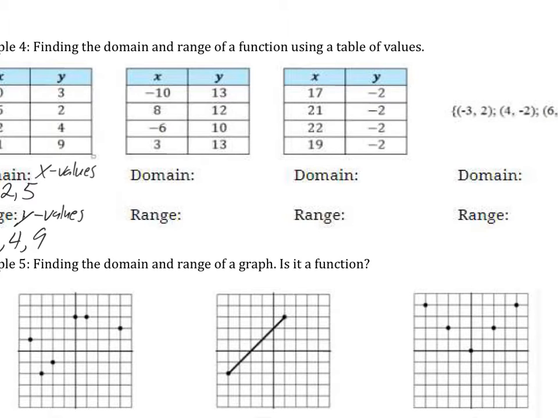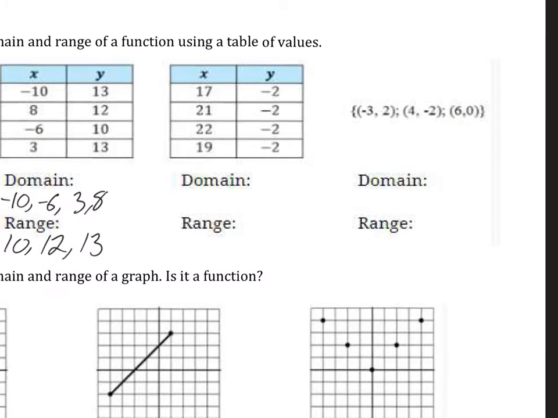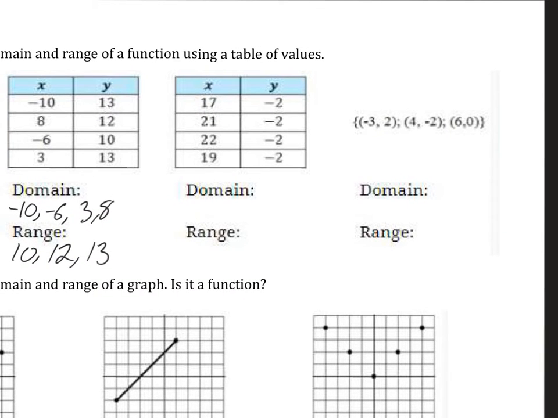For the next one, we should have -10, -6, 3, and 8. My range is 10, 12, 13. We have two 13s. Should I write them both down? No, I shouldn't. There's no repeating. Okay, so go ahead and try this next one.